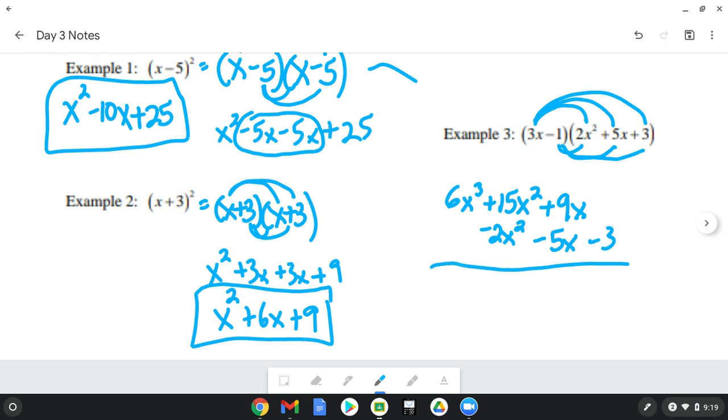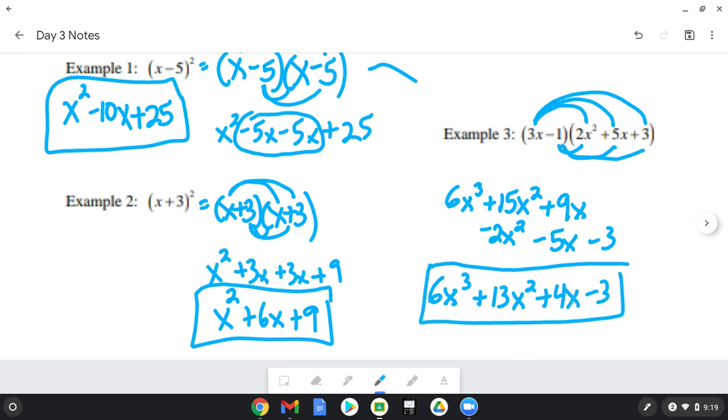So now if we combine like terms, we get 6x cubed plus 13x squared plus 4x minus 3 in the end. And if you're wondering what we'd call that by name, that'd be a cubic polynomial. All right, let's go on to the next page. Pause it if you need more time.